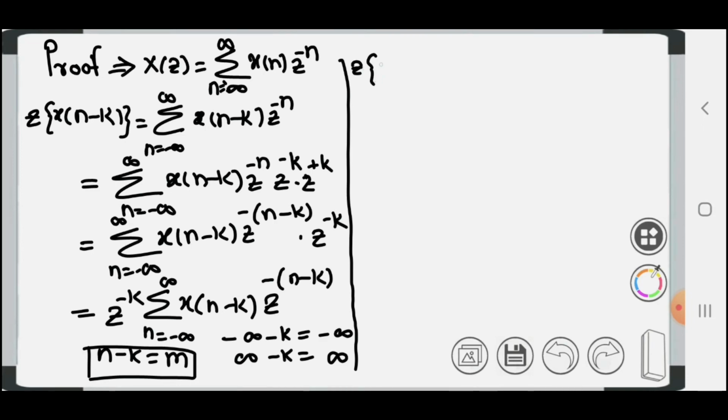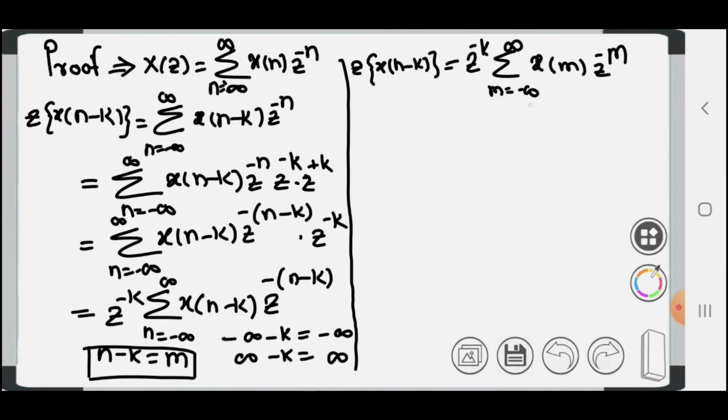So the Z transform of x of n minus k equals z raised to minus k, which is out of the summation, times the summation over m from minus infinity to infinity of x of m z raised to minus m. We have changed n minus k to m, and since this doesn't affect the limits, the limits stay as m from minus infinity to infinity.